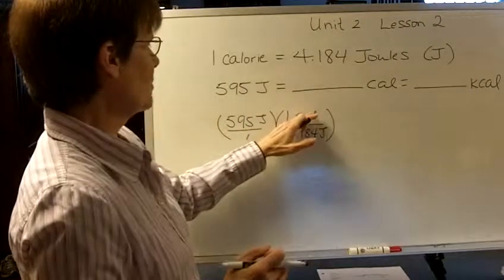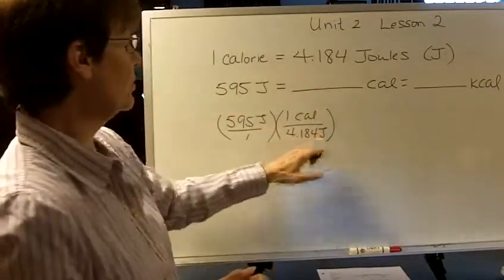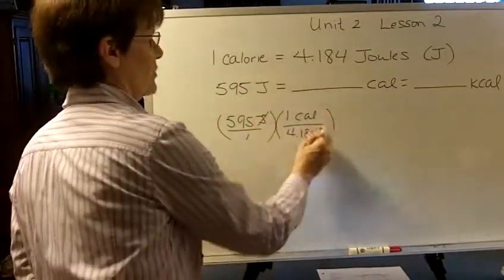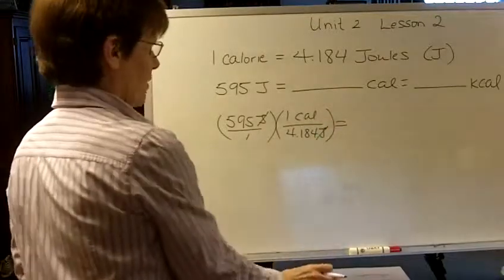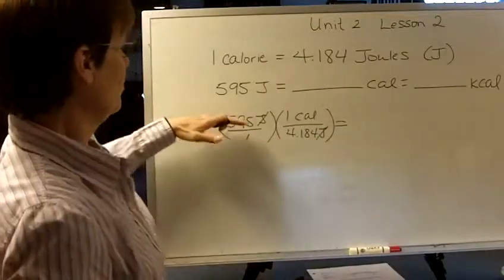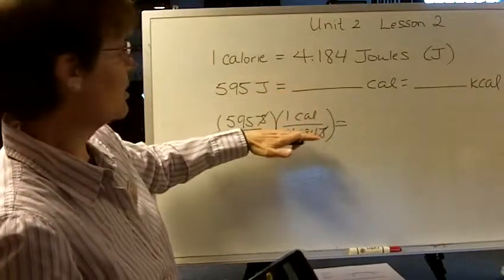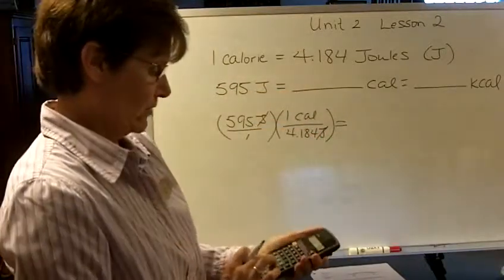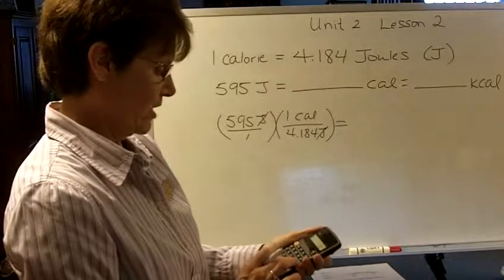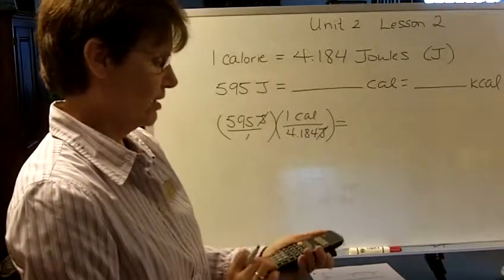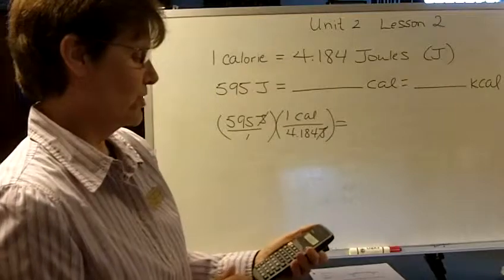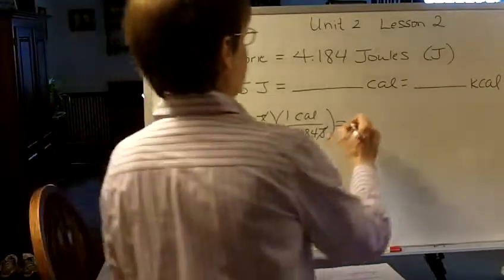And how do I know that calories go in the top? Well, because I want the joules to divide out, so joules are going to have to go in the bottom. So now you can see I've got a situation where 595 is on the top and 4.184 is on the bottom, so this becomes a division. So 595 divided by 4.184 equals 142.208.